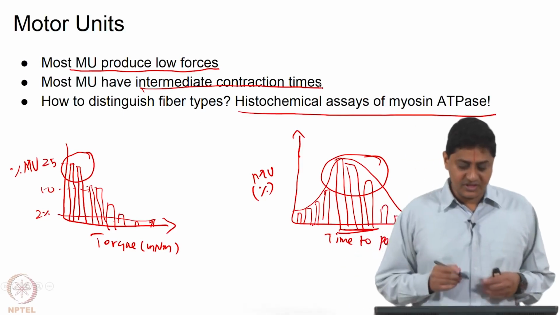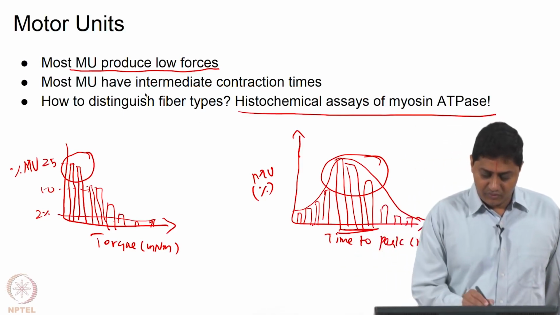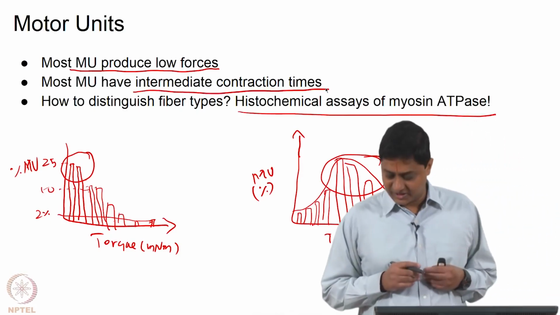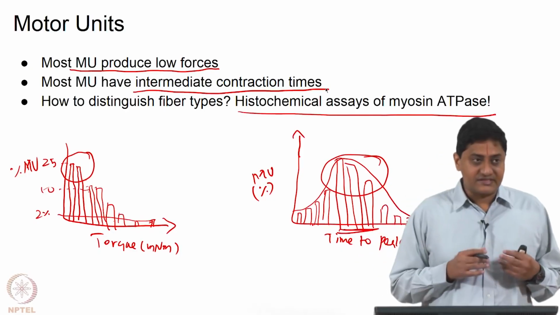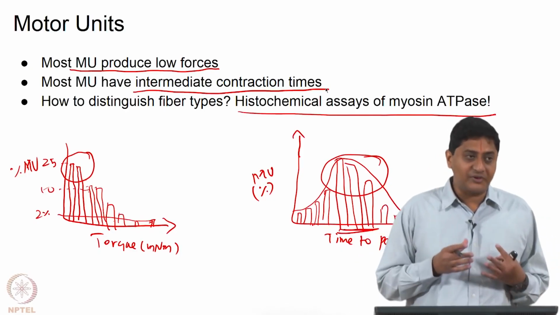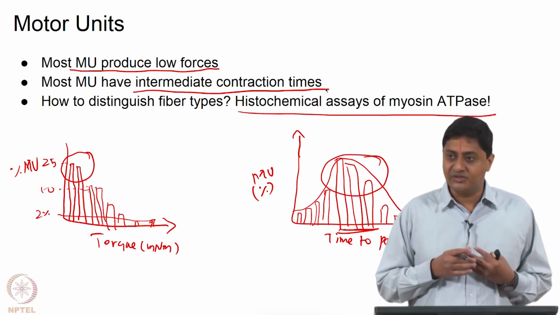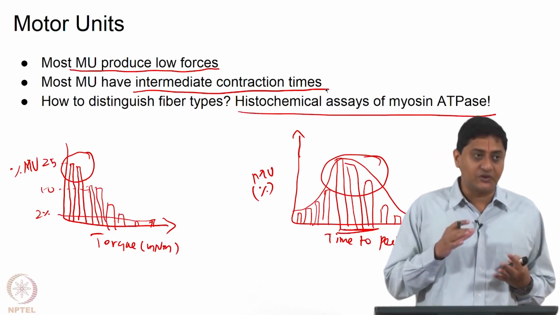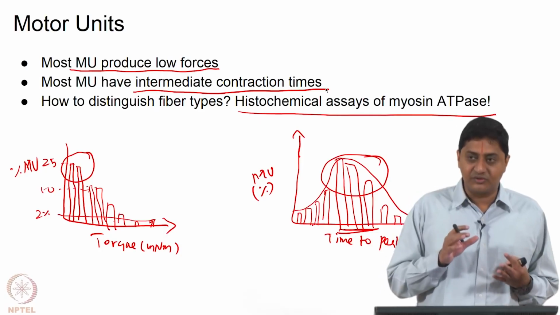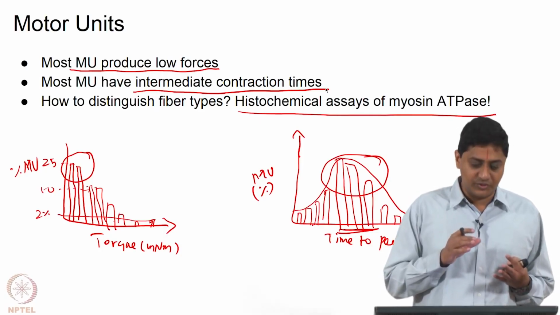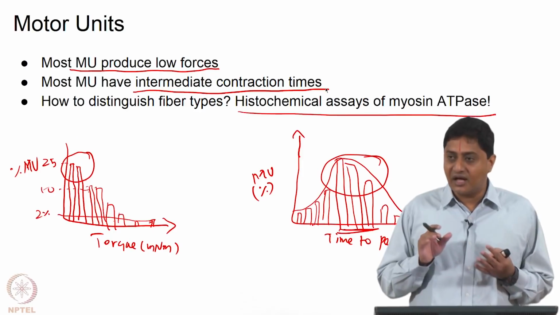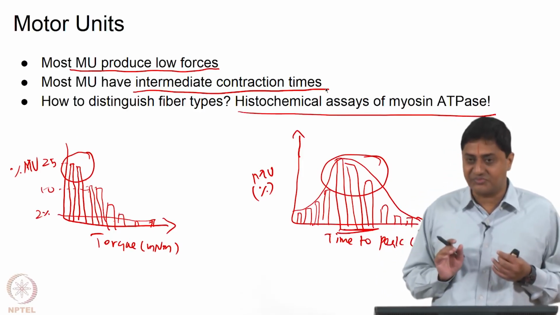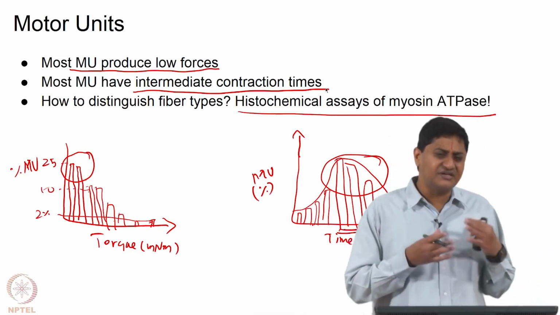So, most motor units produce low forces and they have intermediate contraction times. These are two important lessons that we need to learn in terms of motor unit properties and how motor units are distributed in terms of their properties. If I had 100 motor units, a large number of these 100 are going to produce low forces and a large number of these 100 are going to have intermediate contraction times. Okay. So, this is the general truth.